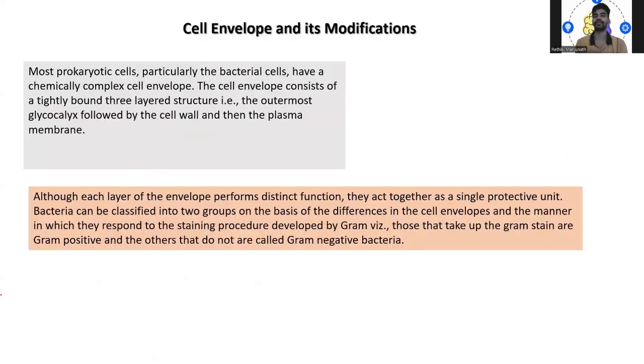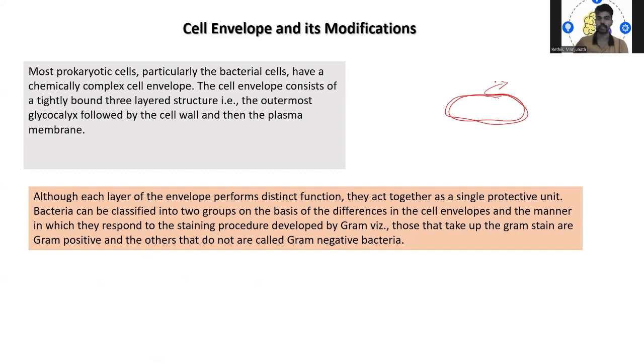Next, one thing we will try to understand is the cell envelope and its modifications, how they got modified. Most prokaryotic cells, particularly the bacterial cells, have a chemically complex cell envelope. The cell envelope consists of a tightly bound three-layer structure: the outermost glycocalyx, followed by the cell wall, and then the plasma membrane. If this is the bacterial cell, you will actually see these layers.